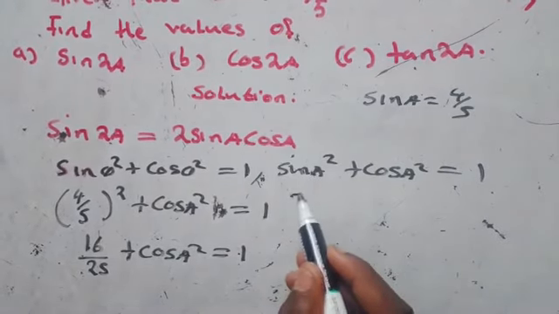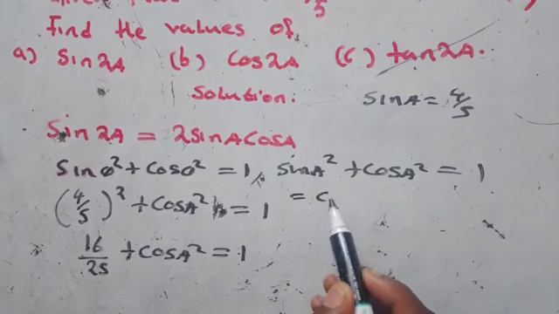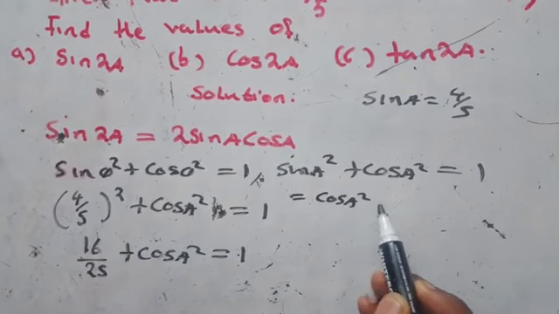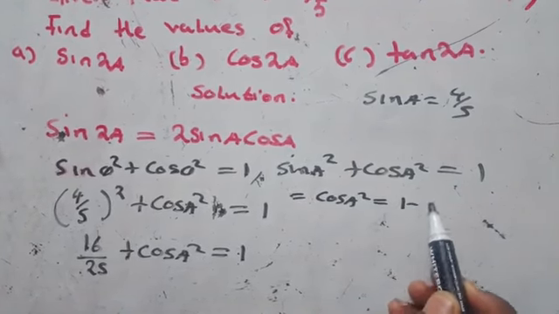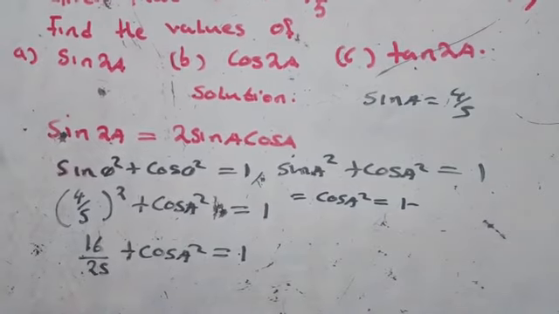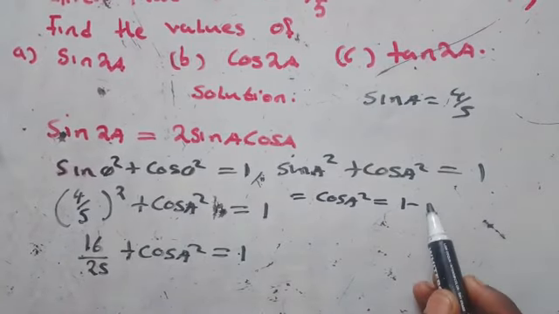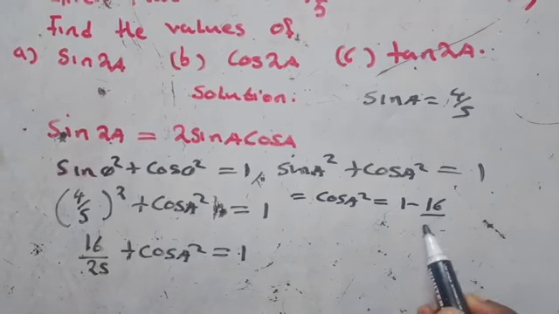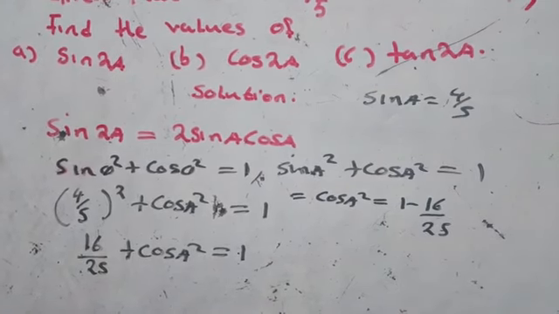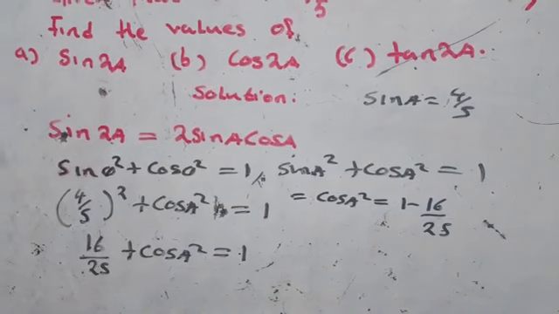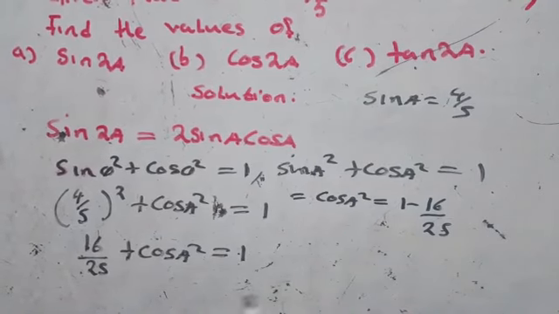So we are going to have cos A squared is equal to 1 minus 16 over 25. Remember, when a number crosses the equal sign, its sign changes, so here it becomes negative 16 over 25. Then we find the common denominator. If you find the common denominator, we're going to find that it's 25.